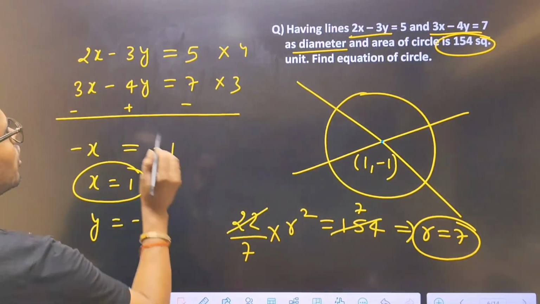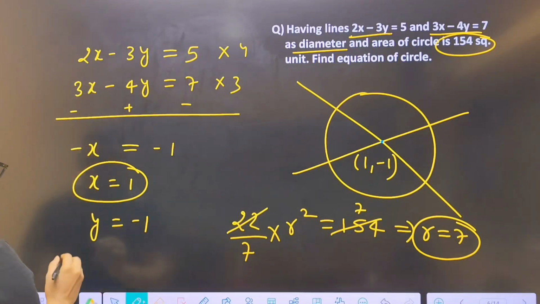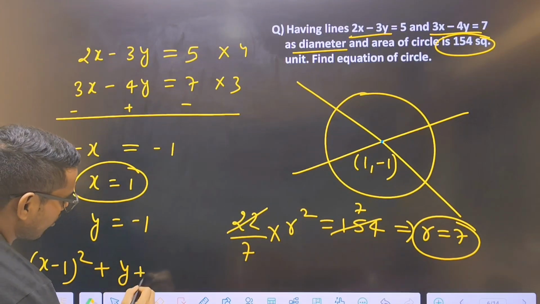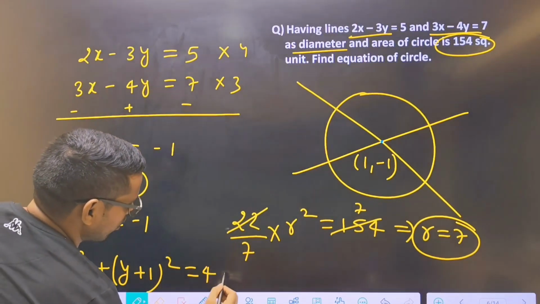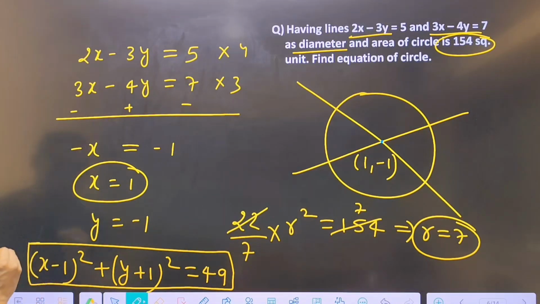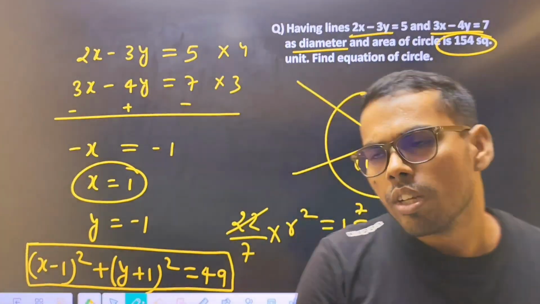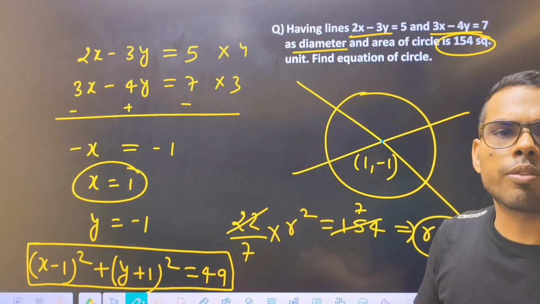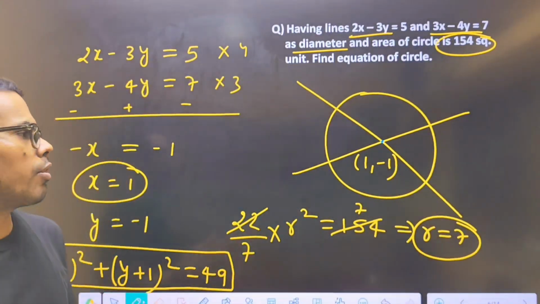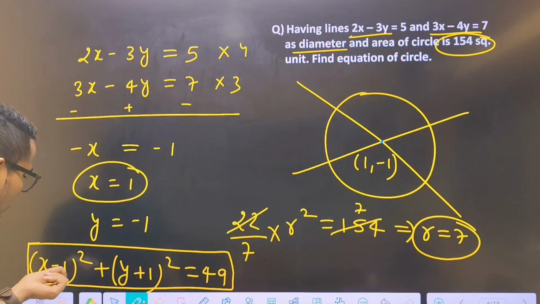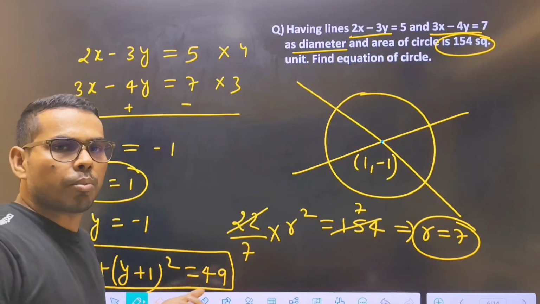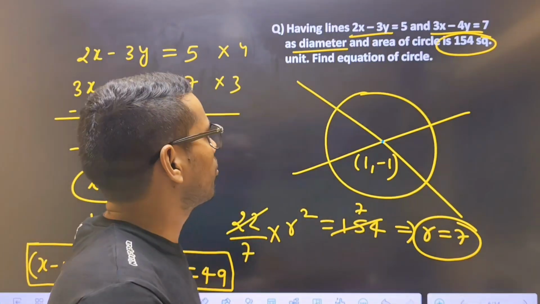Now what can we write? Here I am writing the equation of circle as (x minus 1) whole square plus (y plus 1) whole square is equal to r square. So this is the equation of circle in center radius form. We can also write any equation of circle in general form. Simply, what we need to do is expand these two formulas, (x minus a) whole square and (y plus b) whole square. Now you will get the equation of circle in general form.